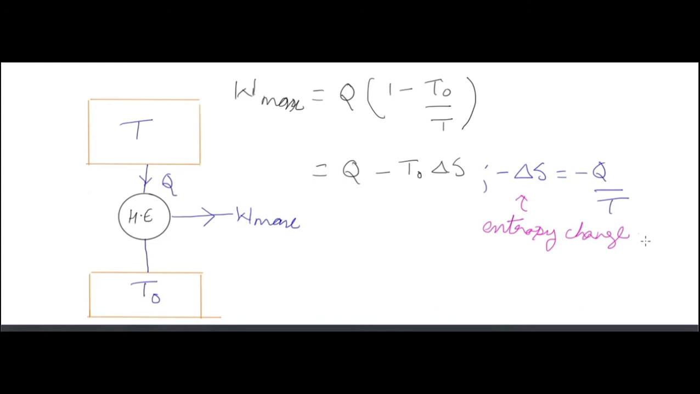So minus delta S is minus Q by T, the entropy change of the reservoir losing heat Q. That we have already understood in entropy, that is why the minus sign is there, because the source is losing heat. If we add heat to the system, it's a positive value. If we take heat from the system, it's a negative value. That is the sign convention of heat. So minus delta S is equal to minus Q by T. W max is equal to Q minus T naught delta S.